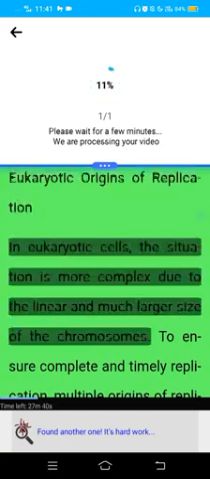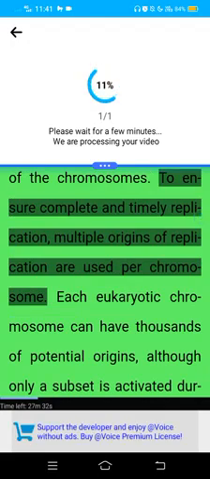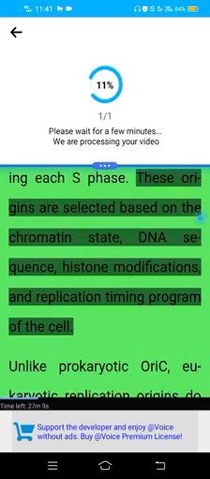Eukaryotic origins of replication. In eukaryotic cells, the situation is more complex due to the linear and much larger size of the chromosomes. To ensure complete and timely replication, multiple origins of replication are present per chromosome. Each eukaryotic chromosome can have thousands of potential origins, although only a subset is activated during each S phase. These origins are selected based on the chromatin state, DNA sequence, histone modifications, and replication timing program of the cell.